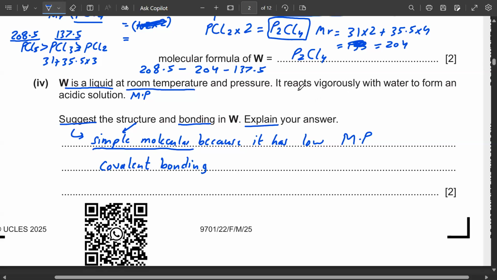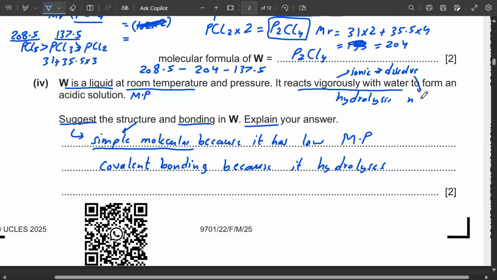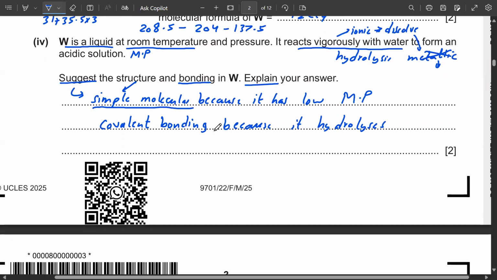because it reacts vigorously with water. This type of reaction is hydrolysis, because it hydrolyzes. So reaction with water is also an indication that the type of bonding is covalent. If it is ionic bonding, we say dissolve; there is a dissolution of the ionic compound. And if it is metallic bonding, then there is no reaction between water and metal as such. In fact, the compound is already simple molecular, so a simple molecule does not contain metallic bonding. So that's how we give the answer.